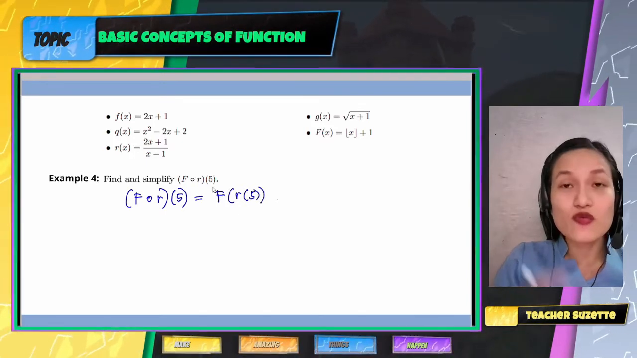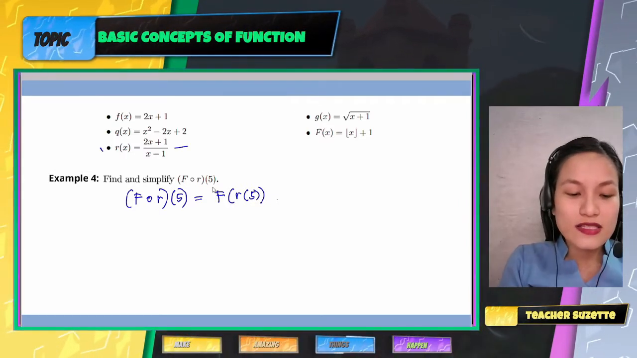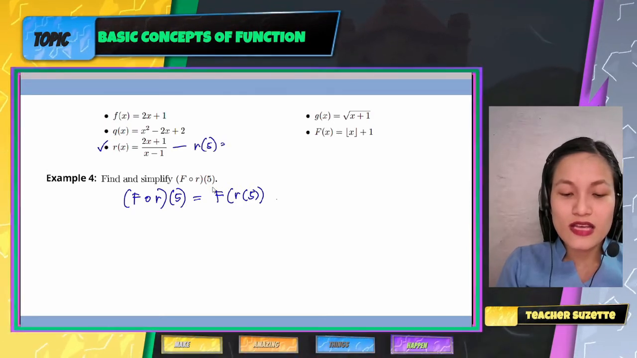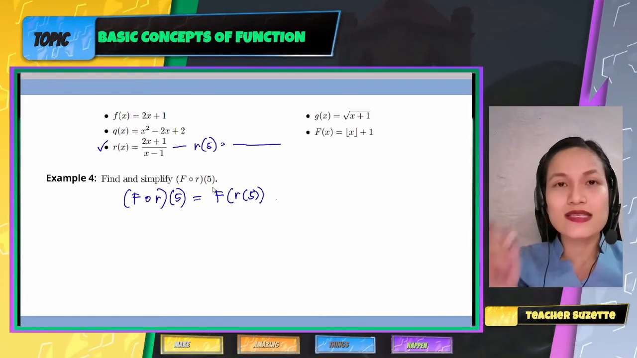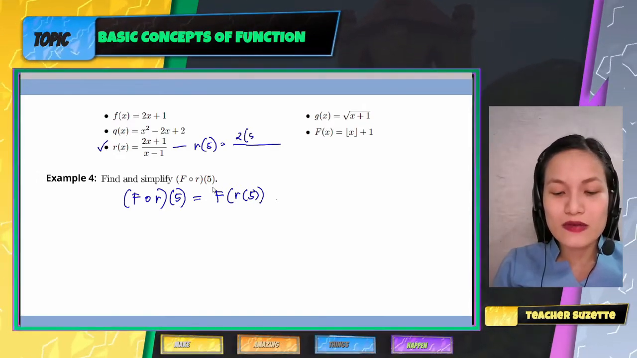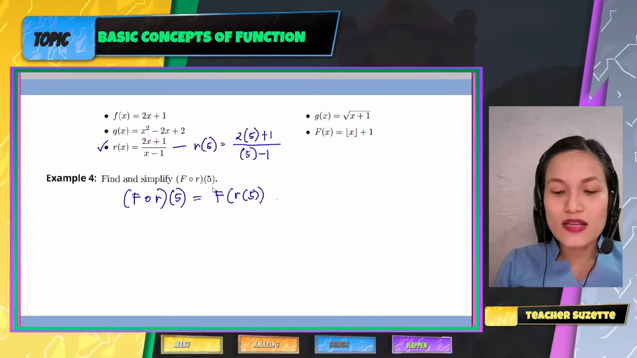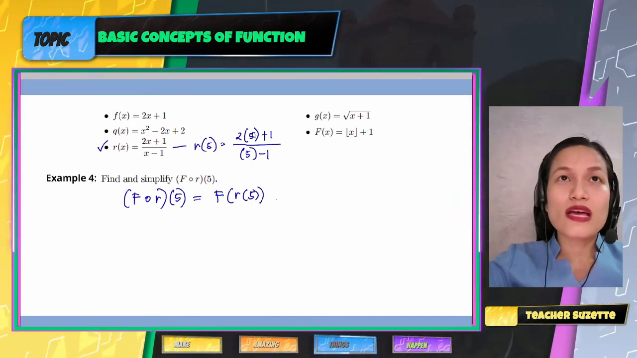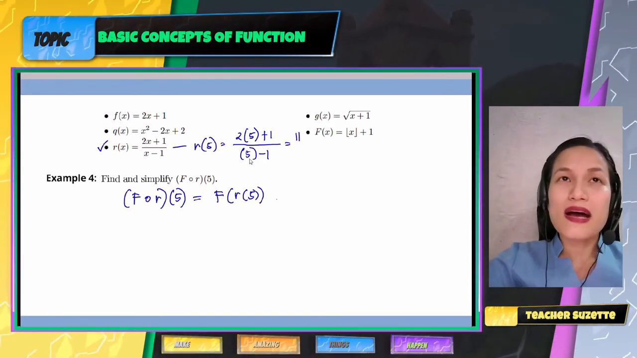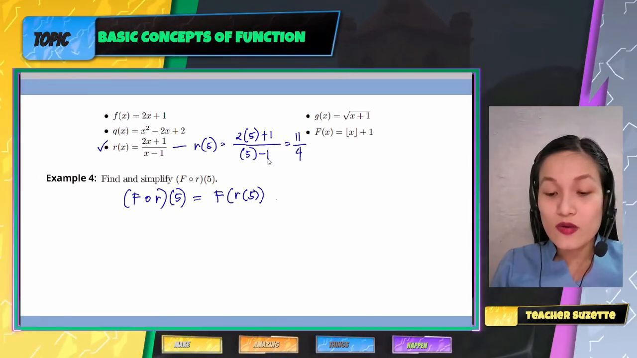So, ibig sabihin, unahin na nating isolve o evaluate yung ating r. Itong r of x natin, which is magiging r of 5. Then, palitan na natin yung ating values ng x or replace natin yung value ng x natin with 5. So, you will have 2 times 5 plus 1 all over 5 minus 1. And dito sa numerator, 2 times 5, that is 10 plus 1 is equal to 11. Then, obviously, sa baba, 5 minus 1 is equal to 4. So, we have 11 all over 4.